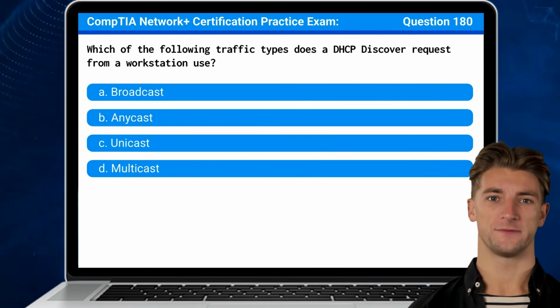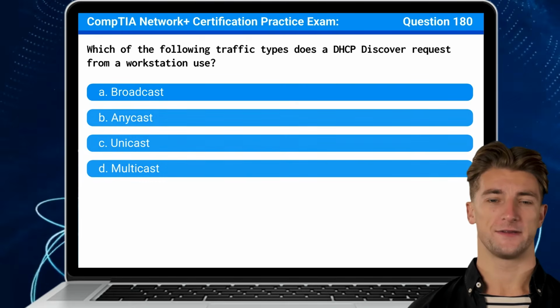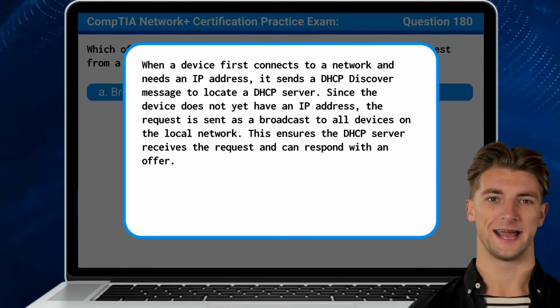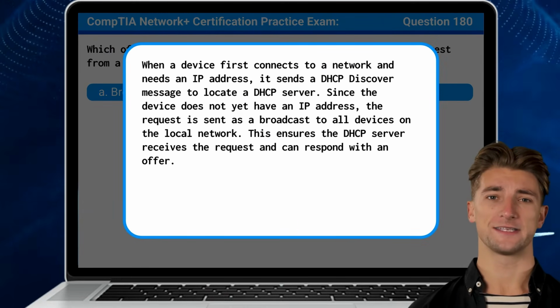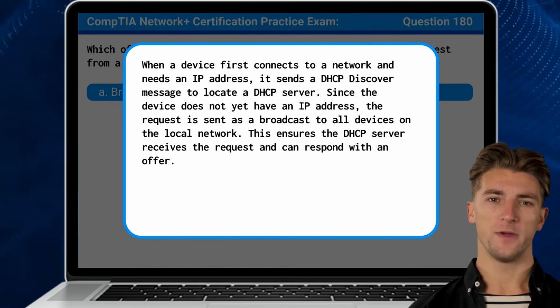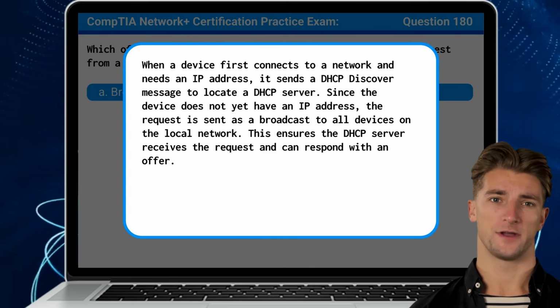Question 180. Which of the following traffic types does a DHCP discover request from a workstation use? The answer is A. Broadcast. When a device first connects to a network and needs an IP address, it sends a DHCP discover message to locate a DHCP server. Since the device does not yet have an IP address, the request is sent as a broadcast to all devices on the local network. This ensures the DHCP server receives the request and can respond with an offer.